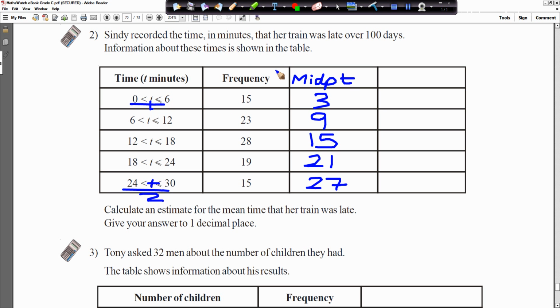What do we do now? The midpoint and the frequency now. We have to times these two, and we get an answer that we put, this is a times sign, and the answer goes into the column which is blank.